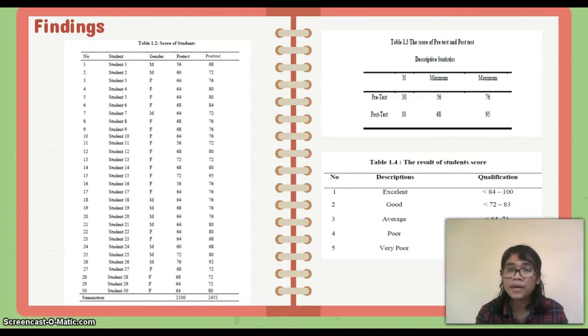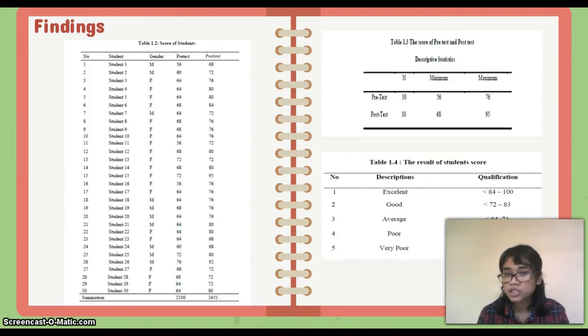From the second table, we know the pre-test score was 76 at maximum and the minimum score was 56. Then the post-test score was 95 at maximum and the minimum was 68. It tells us that the maximum and minimum scores of the post-test are higher than the pre-test, after they were given the treatment using the jigsaw method in the process of English teaching and learning.